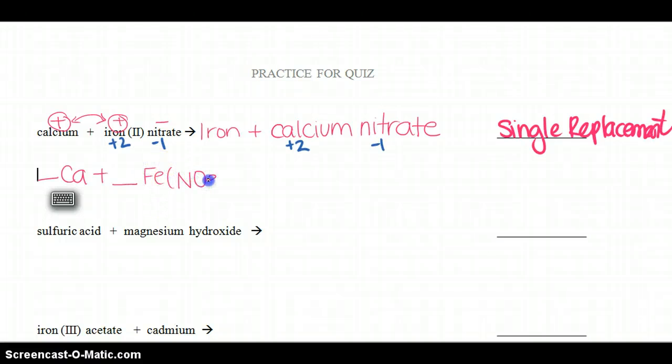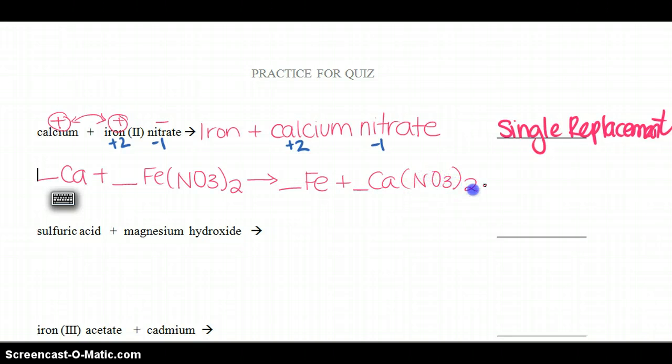Fe(NO3)2. Remember, we use parentheses when we want more than one of a polyatomic ion. Then iron is our product by itself. It's just Fe. And then we've got calcium nitrate. Calcium is positive 2. Nitrate is -1. So I need 2 nitrates.